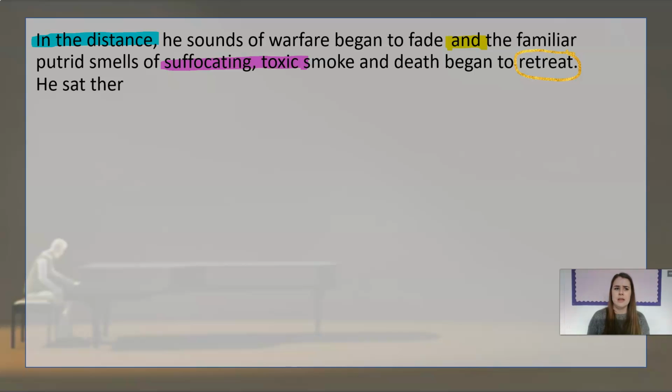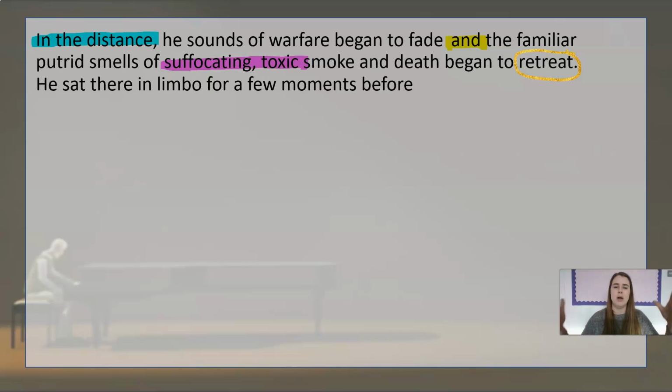Now, he sat there in limbo for a few moments before. Being in limbo is when you're in a state of nothingness. So I might be in the middle of doing something and just suddenly stop, and there's a few seconds where nothing happens. It's like being in limbo, waiting for something to go one way or the other, or to start or stop something. So he sat there in limbo for a few moments before. I've used the word before because this is my time preposition. Something's now about to happen that's going to potentially snap him out of this flashback.